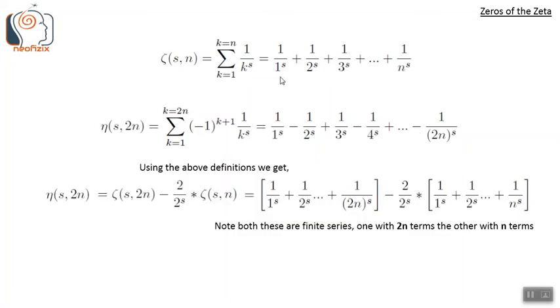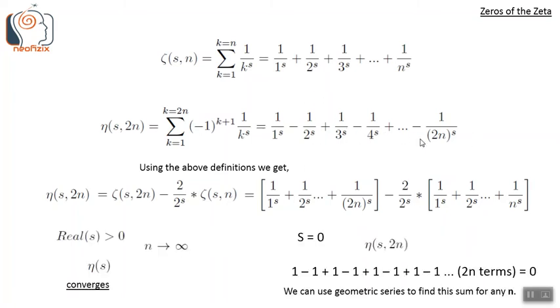So using these above two definitions, we get that eta of 2n terms can be expressed as the difference between these two finite series. There are 2n terms here and n terms here, and adding these two up, we will get the same series of 2n terms.